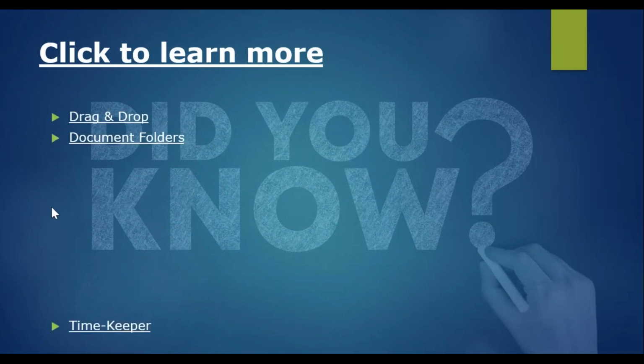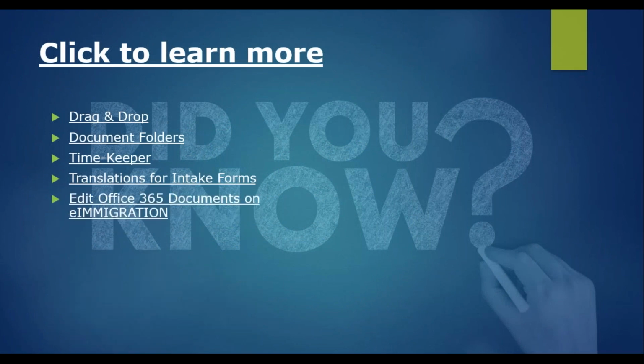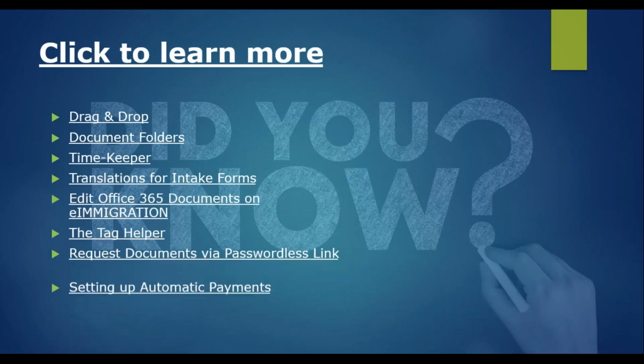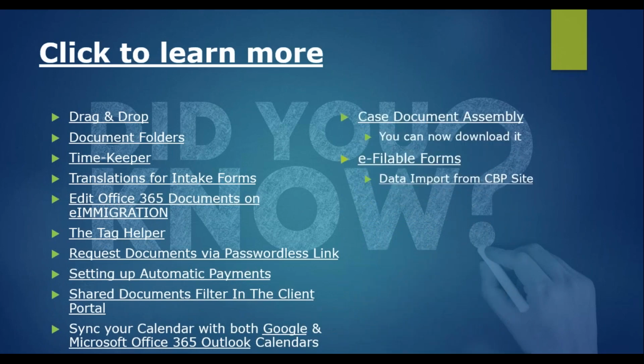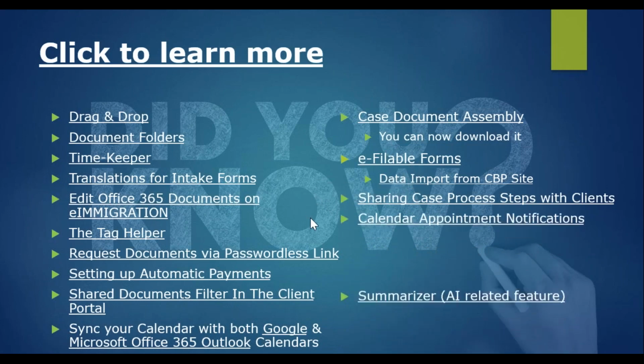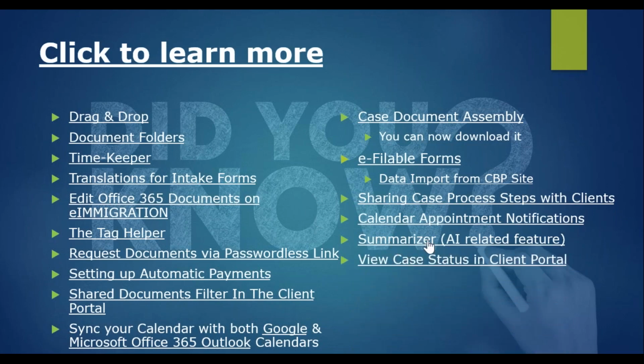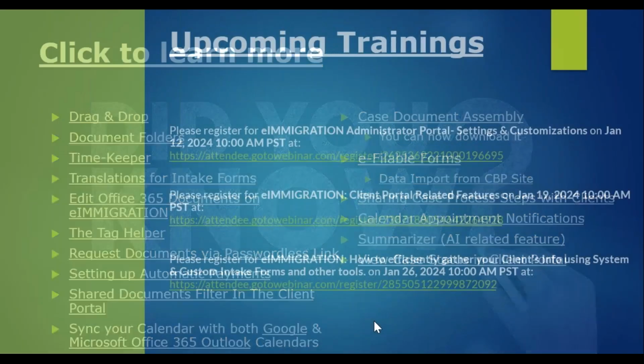And did you know we have all these features available for you? Please click and learn more, such as syncing your calendar with Google or Office 365, e-filing, and how you can import data from the CBP website. We also have the summarizer. This is new. If you're on Plan C, you can start testing it. And how you can view the case status in your client portal.